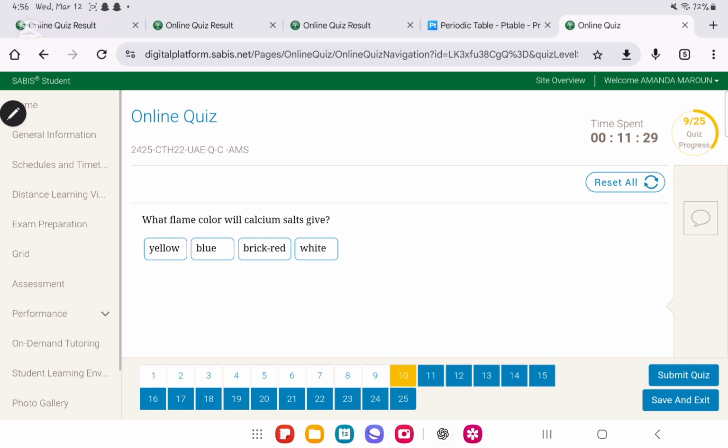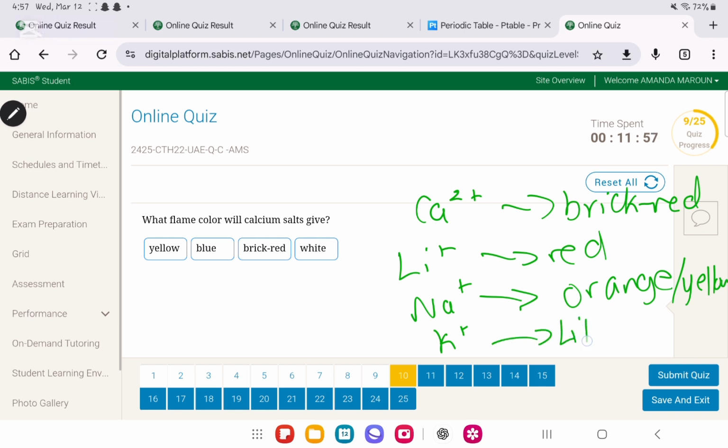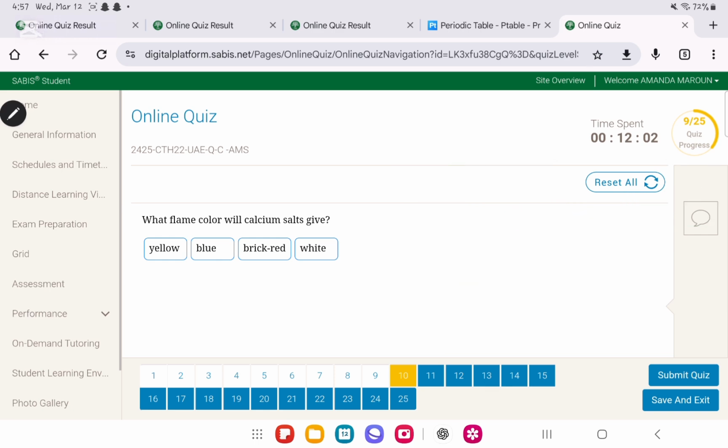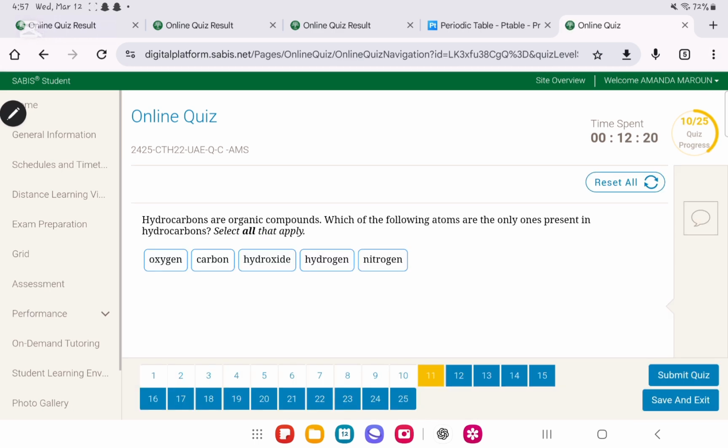We move on to question number 10. What flame will calcium salts give? Just memorize calcium, Ca2+, then you have Li+, Na+, K+. Ca2+ gives brick red. Li+ gives red. The Na+ will give us orange, yellow, kind of. And finally, the K+ will give us lilac. So, calcium salts will give us brick red.